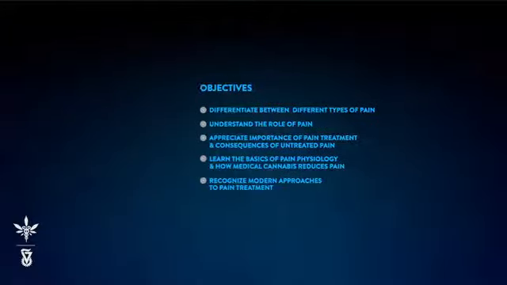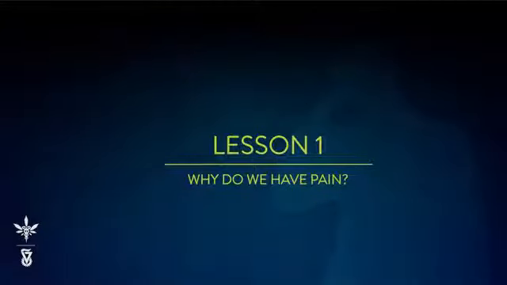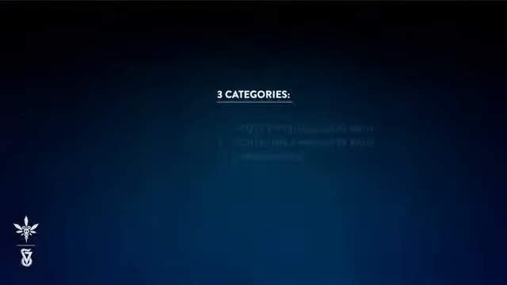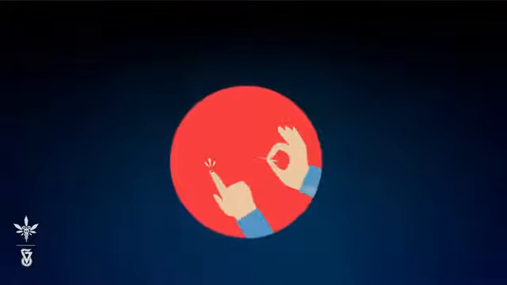So in this first lesson, let's start by asking, why do we have pain? To answer this question, we'll break pain into three different categories. First, we'll talk about acute physiological pain. Pain is one of the main defense mechanisms of the human body. We have all experienced painful episodes, such as mistakenly touching a hot iron or a sharp object, like a needle. Within milliseconds, we feel pain in the affected region, and even without thinking about it, we withdraw our hand away from the source of pain.